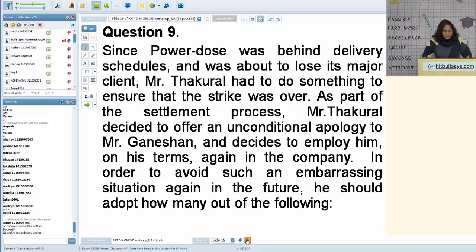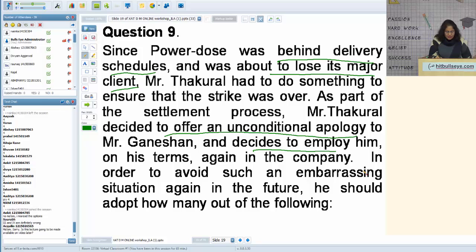Just go through it. So they were behind because of the strike. They were behind delivery schedules and about to lose their major client. So what does Mr. Thakural do? He does what he can to make sure that the strike is over as soon as possible. Mr. Thakural decided to offer an unconditional apology and decides to employ him. In order to avoid such an embarrassing situation again in the future, he should adopt how many?